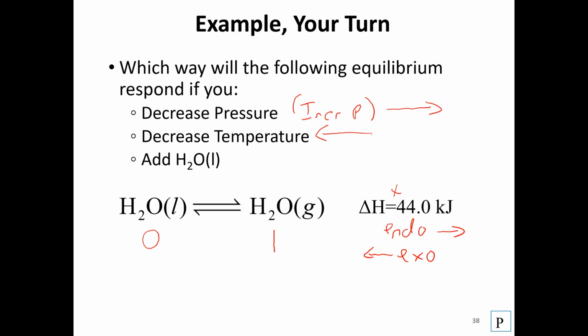Adding water, liquid. Can't fool you. No change. Liquids are not in the equilibrium constant expression. So those are the answers according to Le Chatelier. But earlier I advertised that you might have a gut feeling for what some of these answers are.